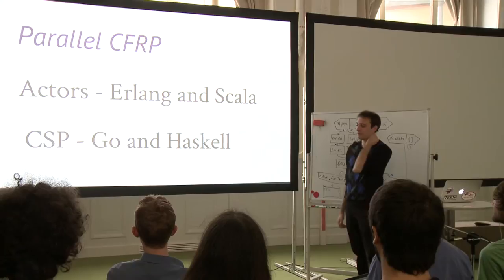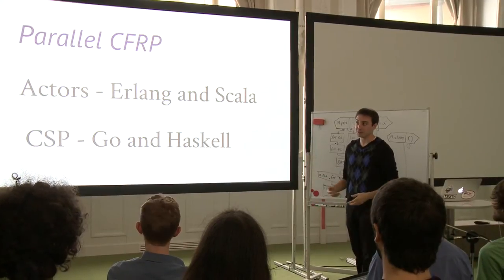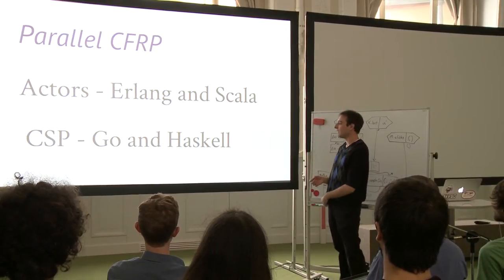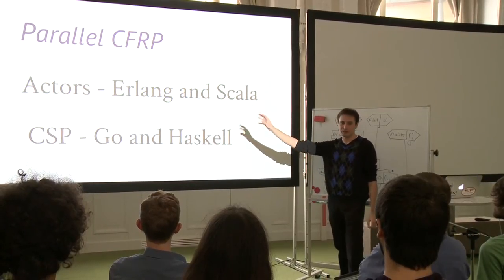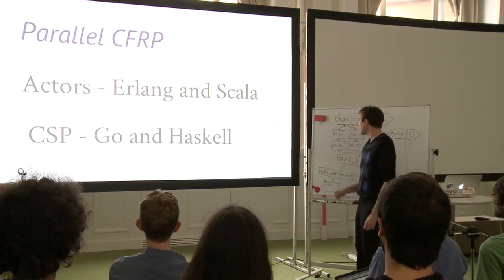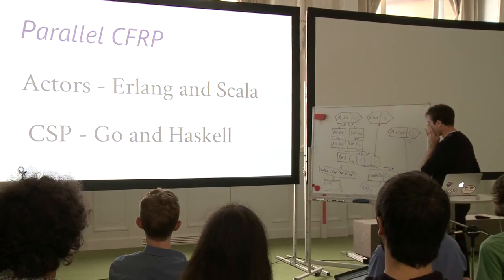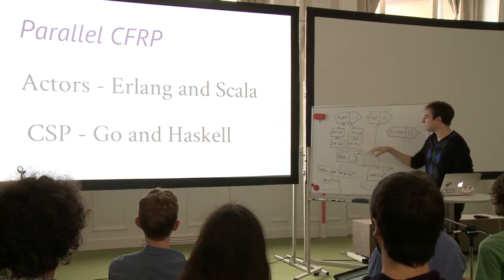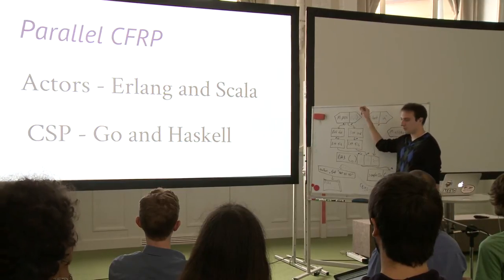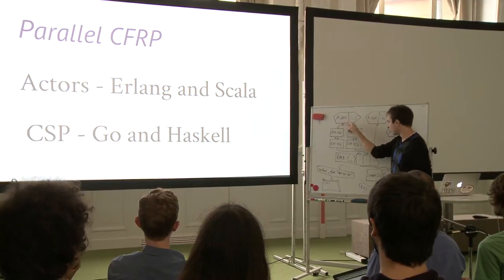So CFRP is supposed to be parallel, or really can be parallel with not a lot of work. And there's two ways we can do it. We can do actors, like in Erlang and Scala. And so how would we think of how we could do this in actors? Well, let's say each one of these nodes is an actor, and it can send messages to the mailbox of where the arrow's pointing.